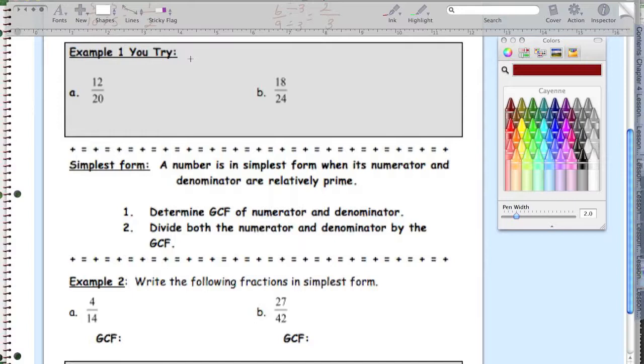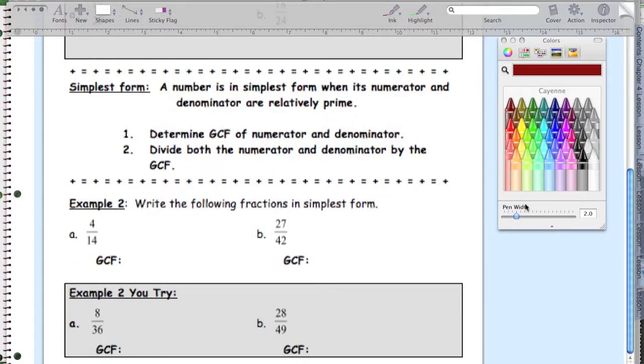We're going to skip example 1 you try because it's the same thing. And like I said, there isn't one specific right answer. So it depends on what numbers you would choose. But simplest form: a number is in simplest form when its numerator and denominator are relatively prime.